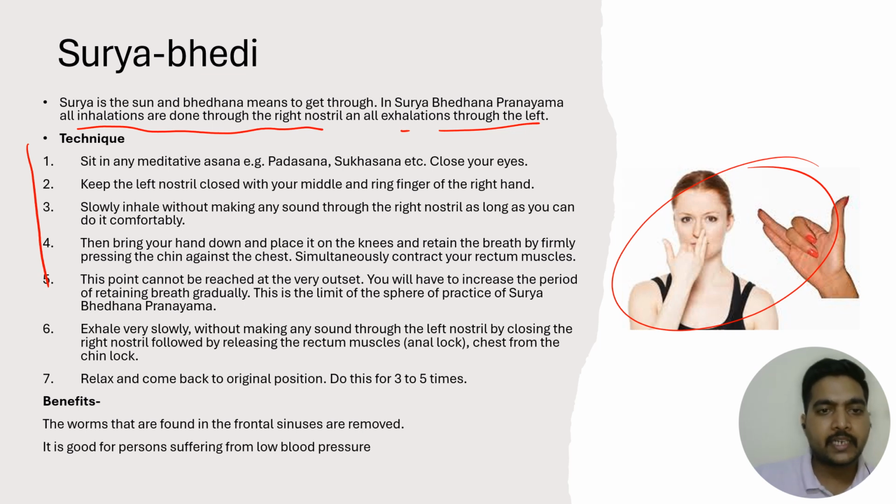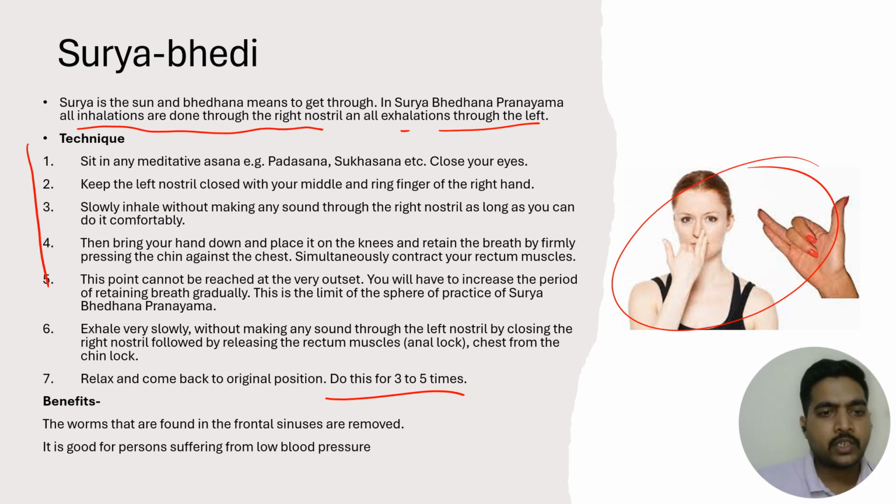Then bring your hand down and place it on the knees and retain the breath for a while, pressing the chin against the chest. Simultaneously contract your rectum muscles. This point cannot be reached at the very outset. You have to increase the duration of retaining the breath gradually. So everything is the same, the position and the rest, but all the inhalation you take is from the right nostril and the exhalation from the left. You also perform this about 3 to 5 times or 5 to 10 minutes.